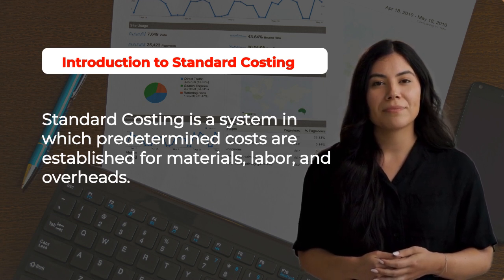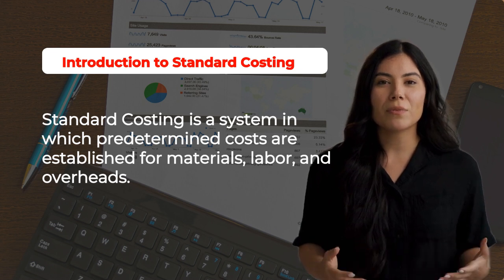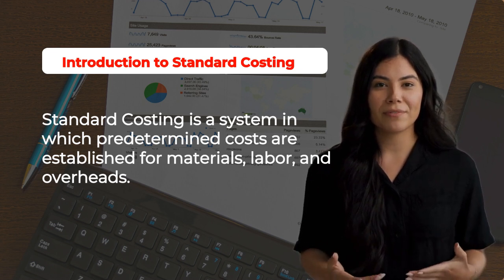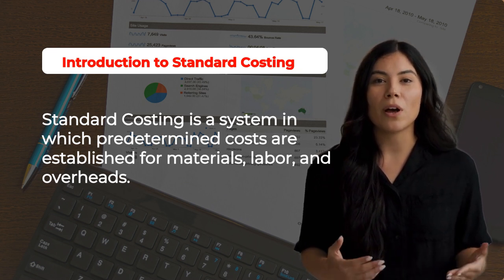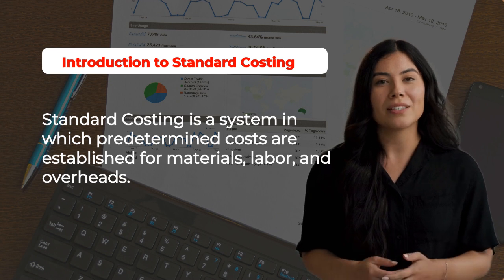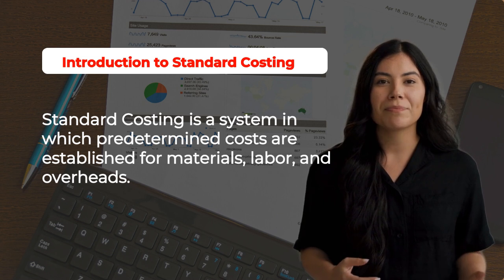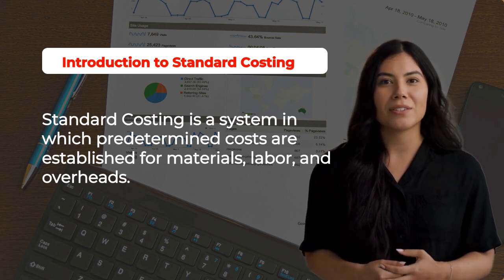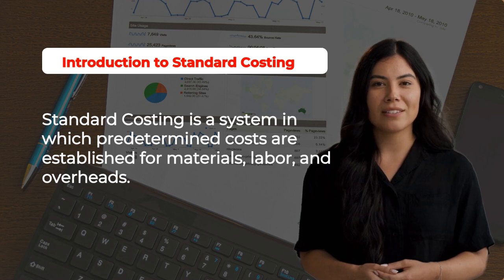Types of standards. 1. Ideal standards: assume perfect conditions with zero waste. 2. Attainable standards: based on efficient operations with some normal loss. 3. Current standards: reflect current conditions but not necessarily optimal. 4. Basic standards: long-term, unchanging benchmarks used for trend analysis.